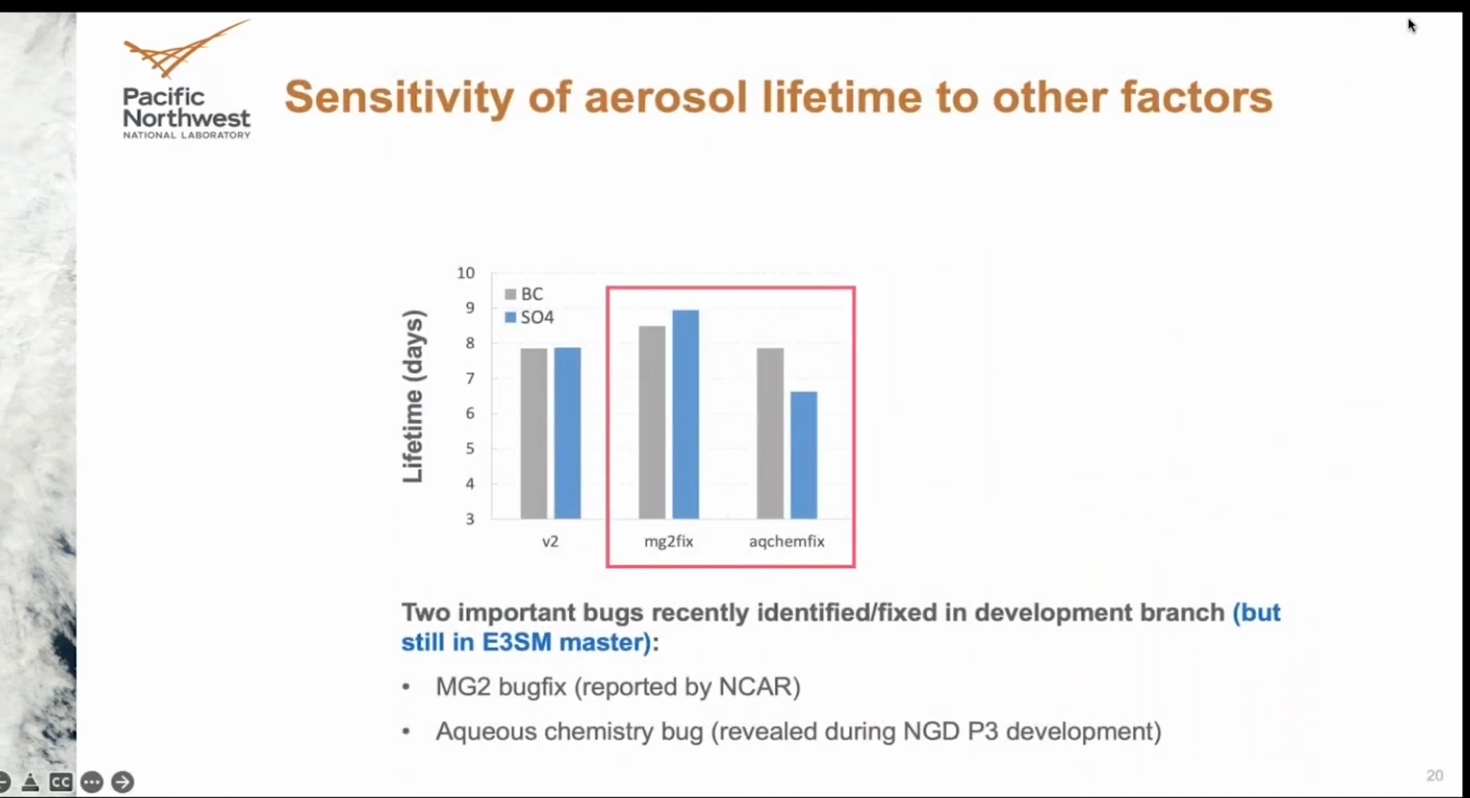And I would like to show some other results. Some other factors can also change the aerosol lifetime. There are 2 important bugs recently identified and fixed in the development branch, but these bugs are still in E3SM master. The first one is the MG2 bug fix. This was reported by NCAR, and Andrew Gettelman showed some results at the ANWG workshop. The second bug is the aqueous chemistry bug. This was revealed during the P3 development. Both of the bugs, as you can see here, have an important impact on the aerosol lifetime.